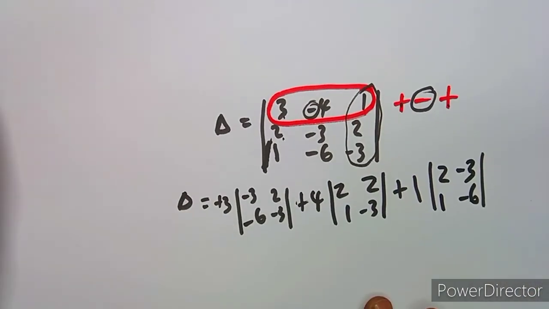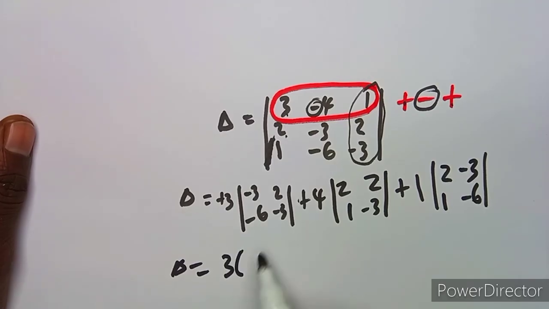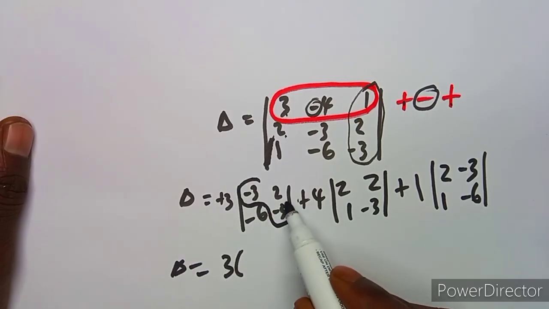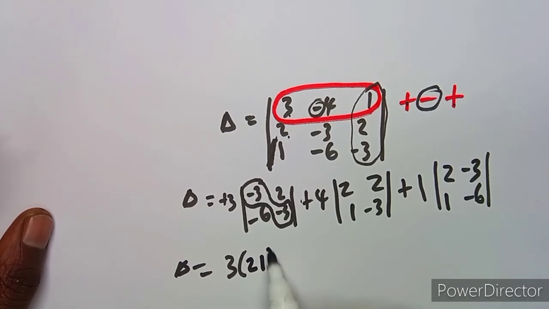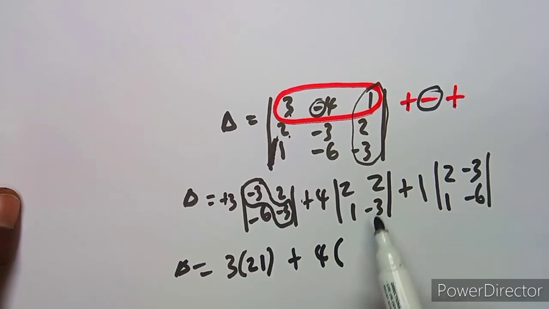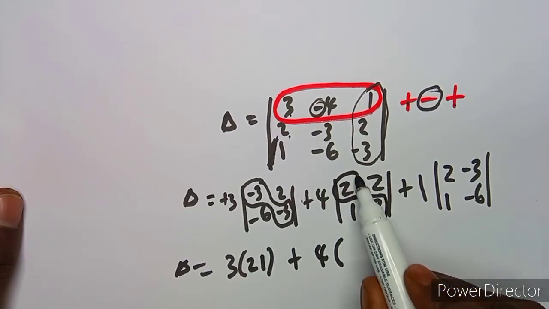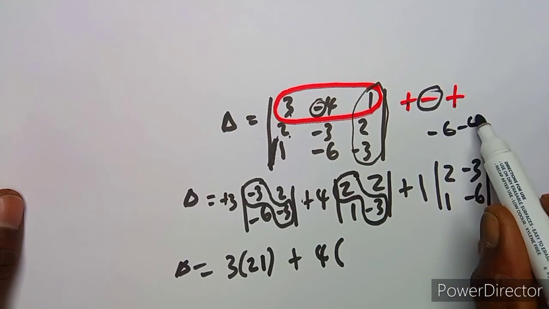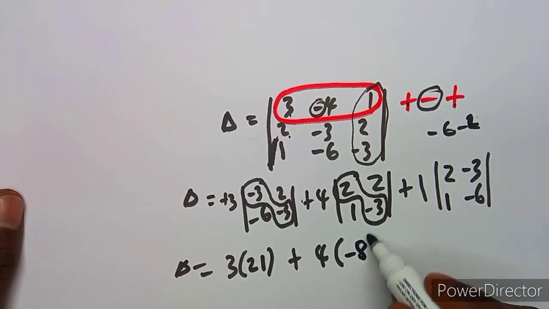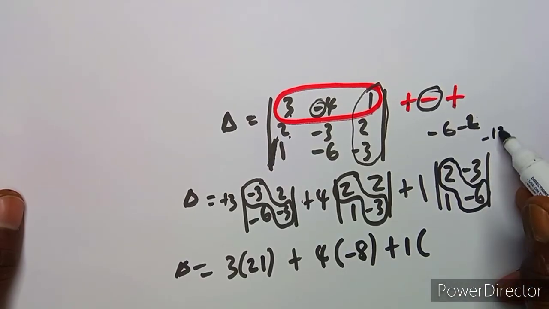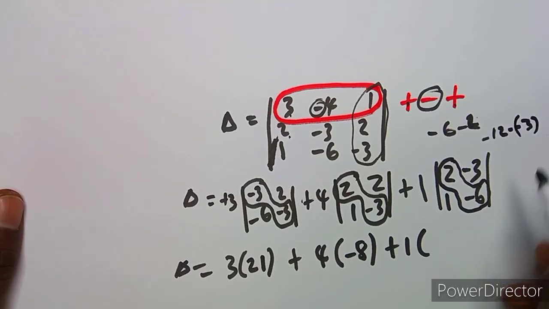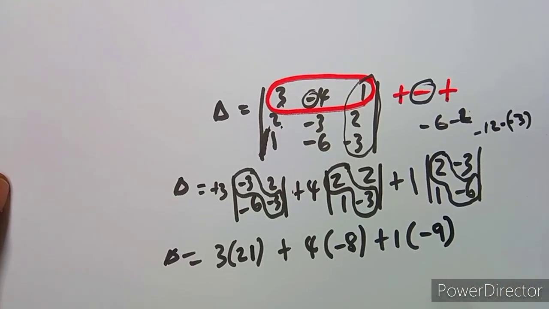So guys, you do the same thing of finding the determinant. So it's 3 major diagonal, -3 and -3, which is going to give us 21 minus 12, which is 21 here, plus 4 into, you do the same here, -3 times 2, which is -6, minus 2, which is -8, plus 1 into 2 and -6 here, so it's -12 minus 3, which is -9. All right, so you add everything, which is going to give you 22.